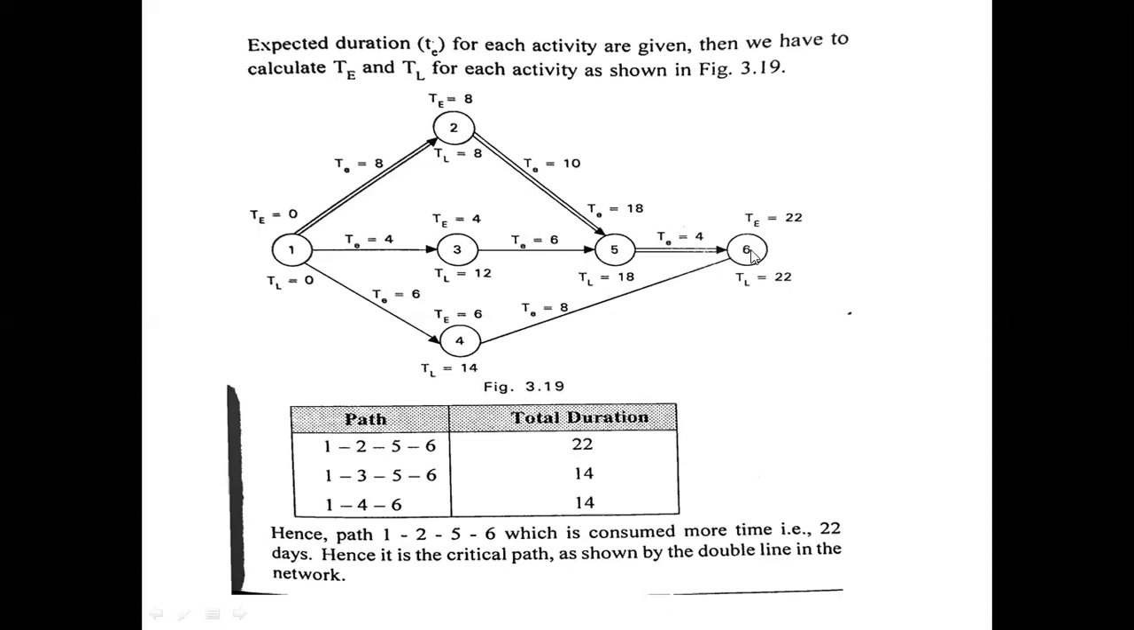Again we have to start from the last. For this fifth one, 22 minus 4 is 18. For the fifth, the latest finish time is 18. Next, the fourth, we have to calculate. Here we look at the post event. What is the post event for this 4? It is 6. So starting from here, 22 minus 8 is 14.